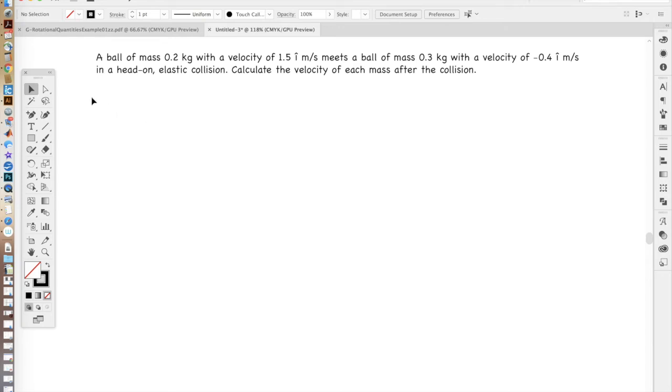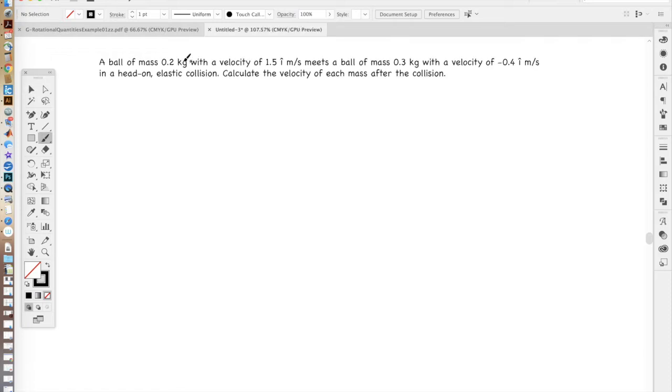Okay, let's go ahead and work through this homework problem. We have a ball with a mass of 0.2 kilograms moving with a velocity of 1.5 meters per second in the positive x direction. So let's go ahead and just make a little sketch here.